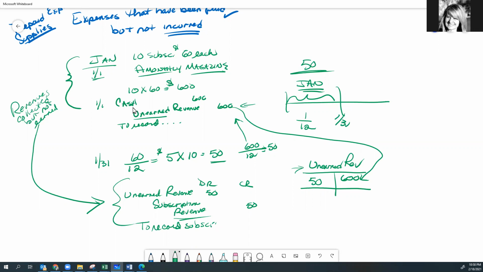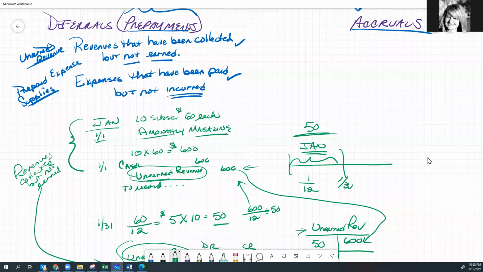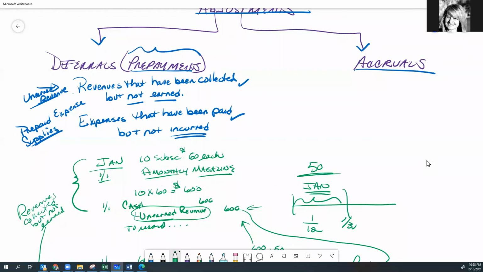So it's anytime we've collected money in advance but we haven't earned it, we record the liability at that point in time. And then as we provide the goods or services, we have to reduce the liability and recognize the revenue. Okay. So that's one prepayment. That's this first one, revenues that have been collected but not earned. So let's talk about expenses that have been paid but not incurred.